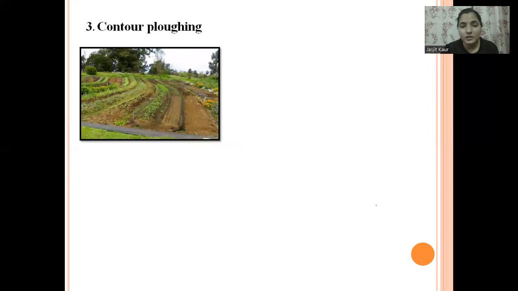And the third method we have is contour plowing. So what is the meaning of contour? Contour means slopes and plowing means farming. So in contour plowing, farmers grow crops along the slope of the mountains. Also, when they are growing the crops, they make contour barriers along that slope. Whenever there is heavy rainfall or floods, they collect the rainwater in these barriers, and that rainwater is further used for irrigating the crops. So this is how the contour plowing method is used for soil conservation.